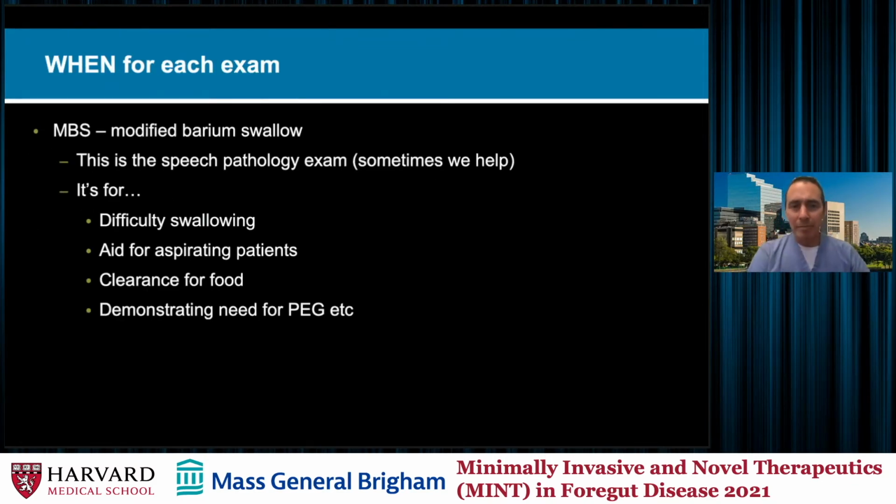So the modified barium swallow isn't me. Depending on your institution, it might be radiology will help with it. Occasionally, it's almost always the case that speech pathology will use our equipment, and oftentimes they'll ask us for some advice along the way. But for the most part, this is a different exam. It's not a radiology ordered exam. And it's for those patients who have difficulty swallowing and you're trying to figure out about aspiration and what foods they can have and techniques they can use for all of those, et cetera. Clearance for food if they need it, or the other way, which is clearance that they can't have food and need the PEG, et cetera. So modified barium swallow, not radiology, but it's a management of aspiration and swallowing sort of exam.